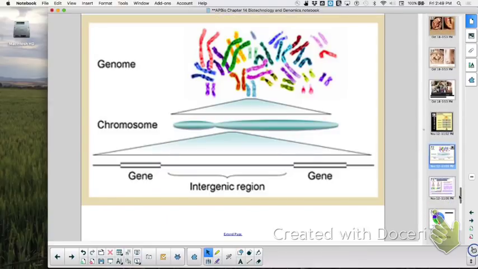Here's your intergenic. If you had a section in there, it would be intra. In that case, it would probably be a what?